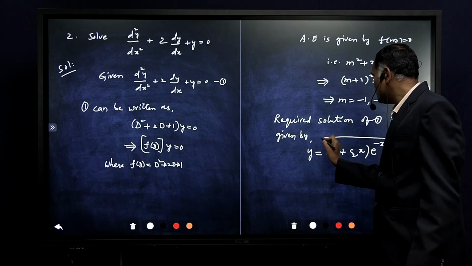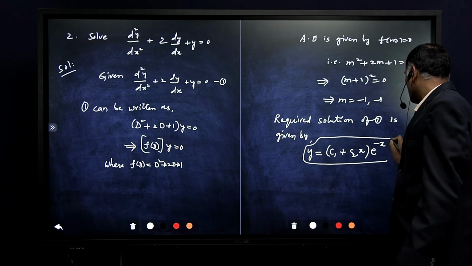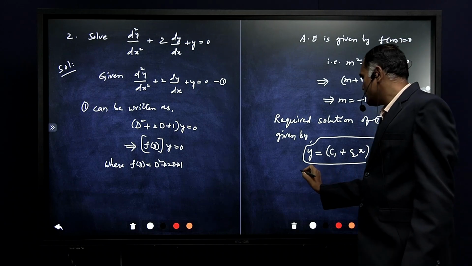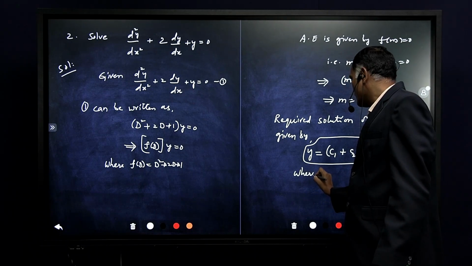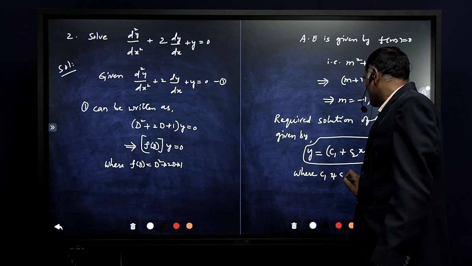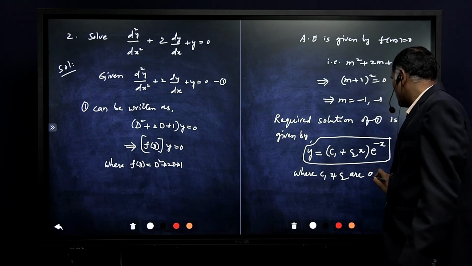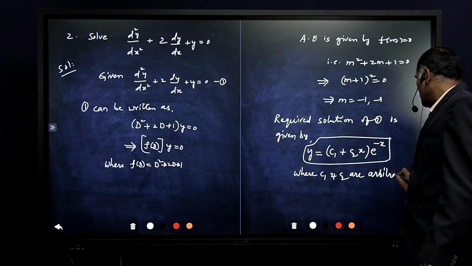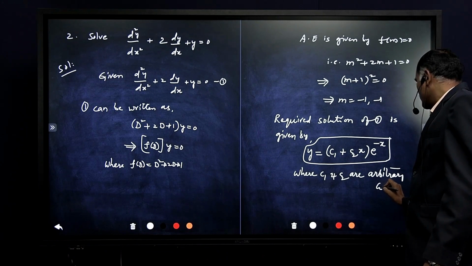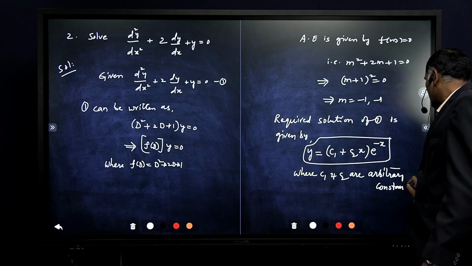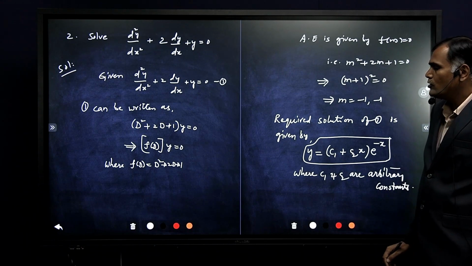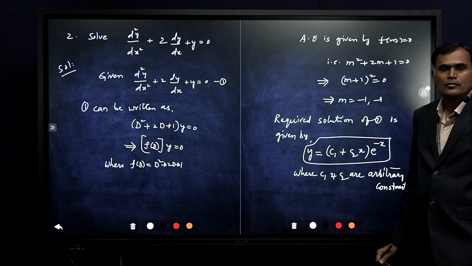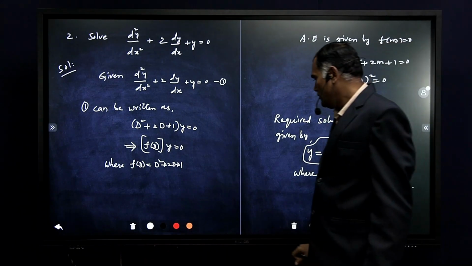Now this gives the solution of the given problem, where c1 and c2 are arbitrary constants. Let us discuss another example.